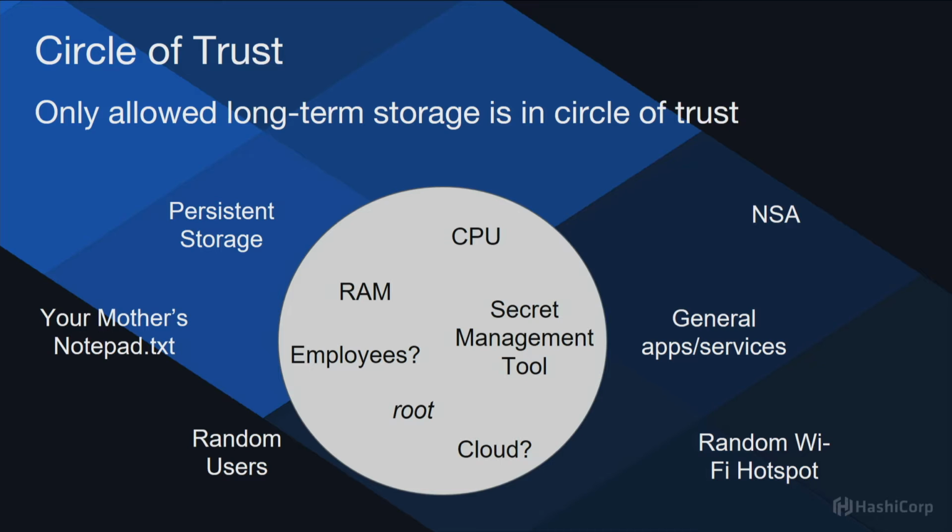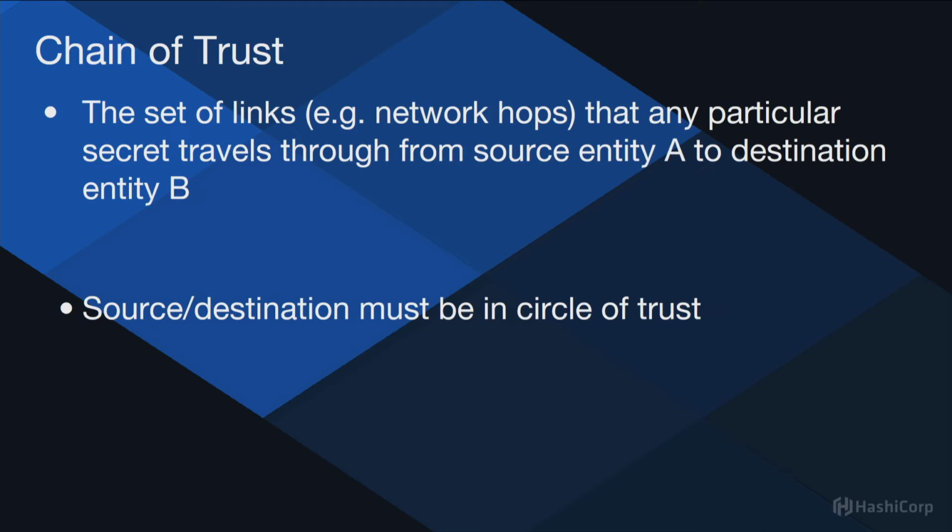Now, what is in your circle of trust is going to depend on you and your organization and your risk management and what you choose to trust. So the next concept is a chain of trust. These are the set of links, like network hops is usually the case, that any particular secret travels through from source A to destination B.